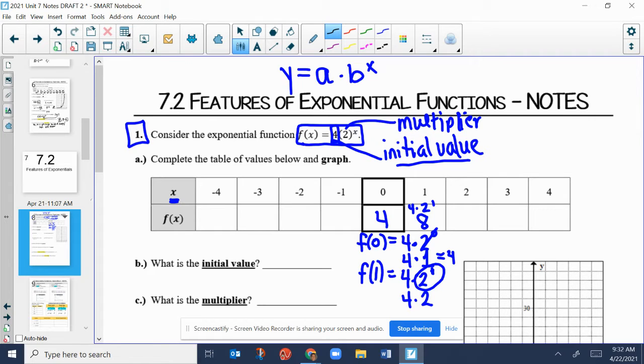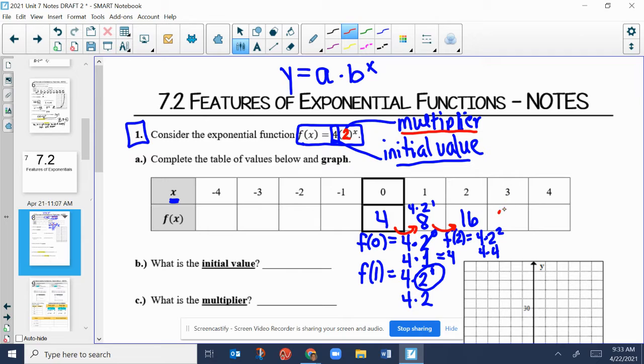All right, let's do f of 2. I should have changed pen colors, but hopefully you can still see this. 4 times 2 to the second power. Again, you got to do the exponent first and then multiply by 4. So 4 times 2 to the second power is 4 times 4, that'll be a 16. Right now I'm starting to see that there's a pattern that I'm multiplying by 2 and multiplying by 2, and I knew that because my multiplier is 2.